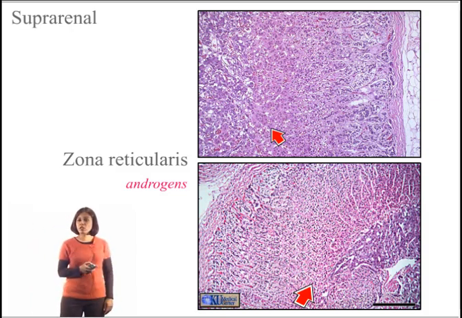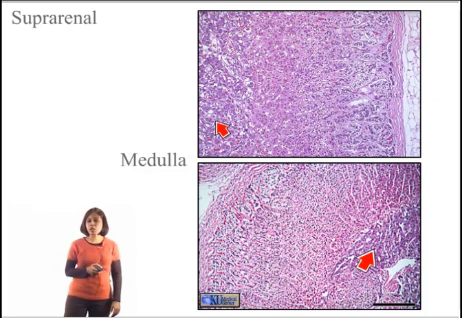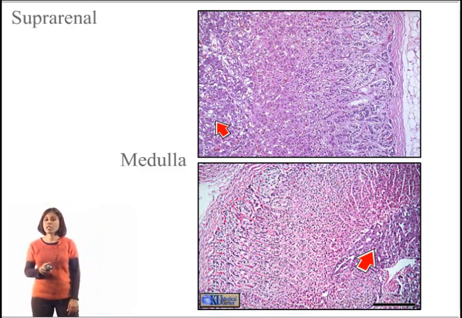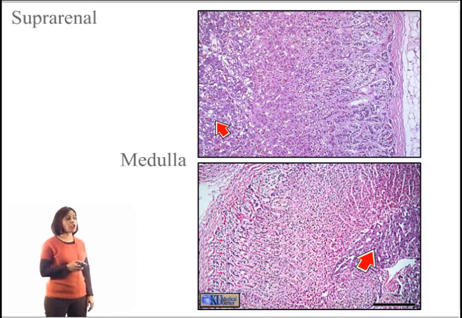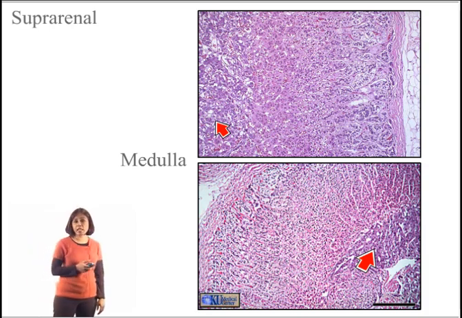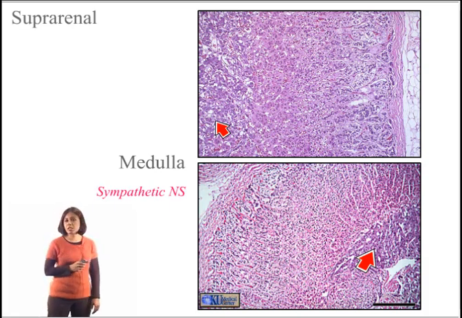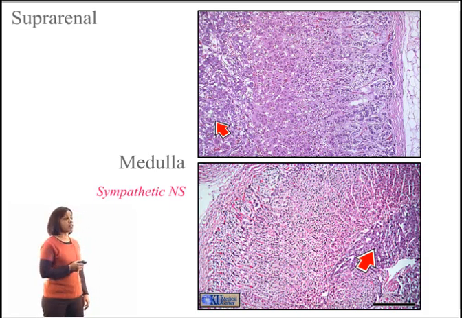Next to the zona reticularis, what you see is the medulla, which is darker staining, and ideally it should have large cells which are the sympathetic ganglion cells, because this medulla is connected to the sympathetic nervous system. Unfortunately, in both these images you do not see those ganglion cells, but you can definitely make out the color difference between the cortex and the medulla, and this area is darkly stained.